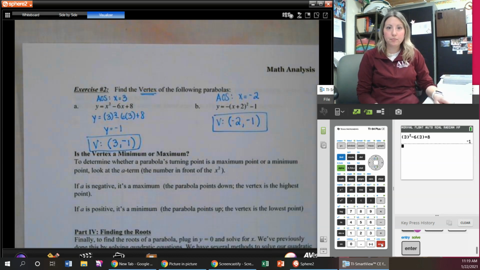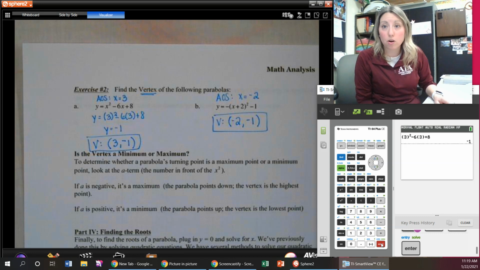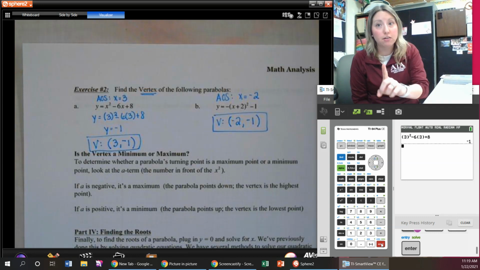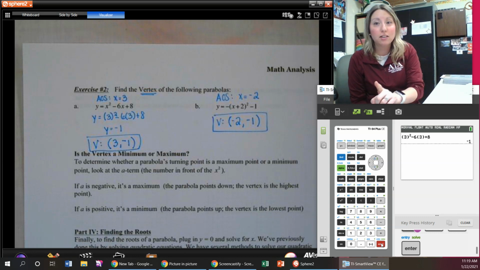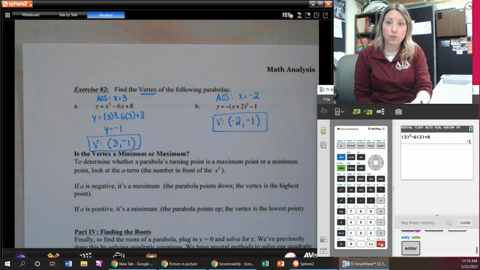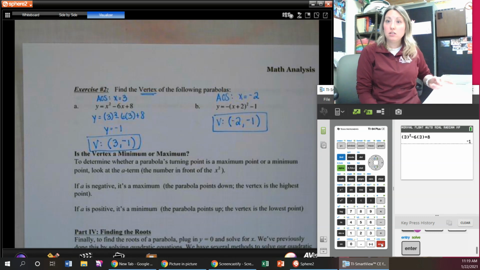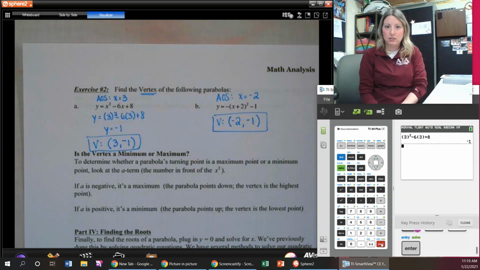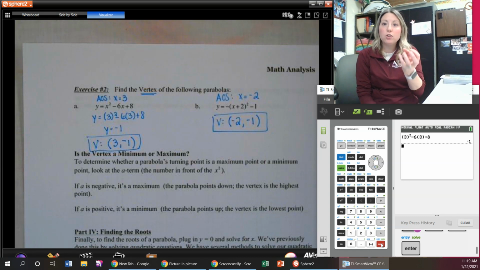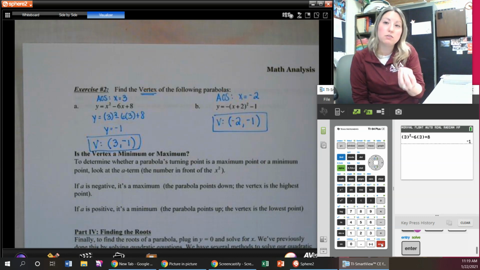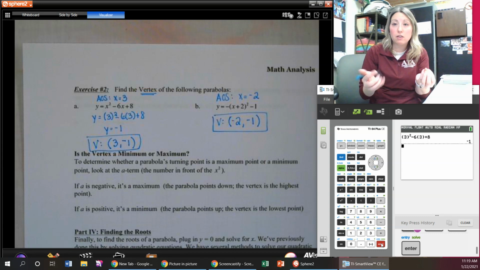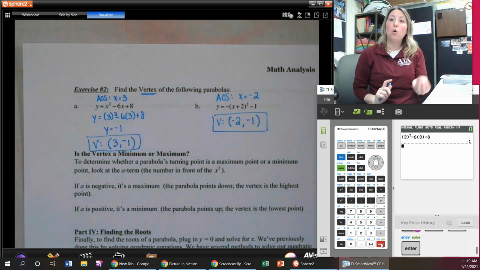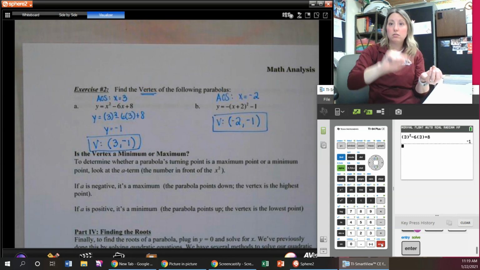All right. Is the vertex a maximum or a minimum? That's where I use the very elementary but very easy to remember smiley face versus frowny face. When you're smiling, you're positive. When you're frowny, you're negative. And your A value determines that. So whatever the coefficient is in front of the x squared determines if you're a smiley face parabola, right side up, or a frowny face parabola, upside down.